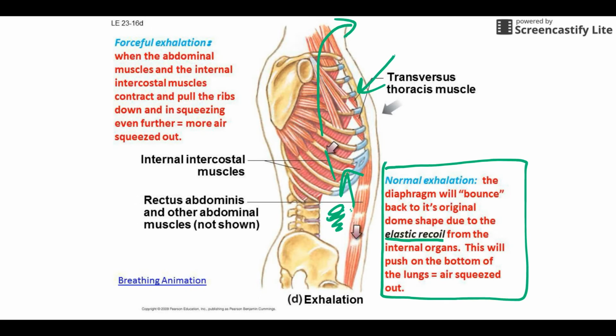If we want to force air out, if we want to scream or yell or do something a lot more forceful, then we're going to use the internal intercostals, which are on the inside of the ribs. They pull the ribs down and in, squeezing the lungs. And if we contract the abs, we generate more force up into the diaphragm and the bottom of the lungs, and that's going to force more air out.